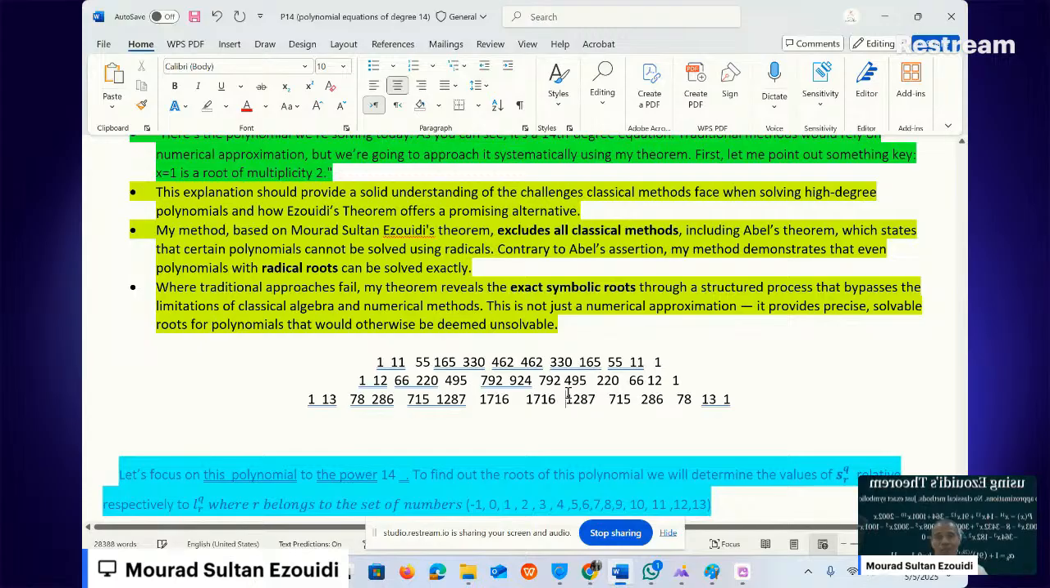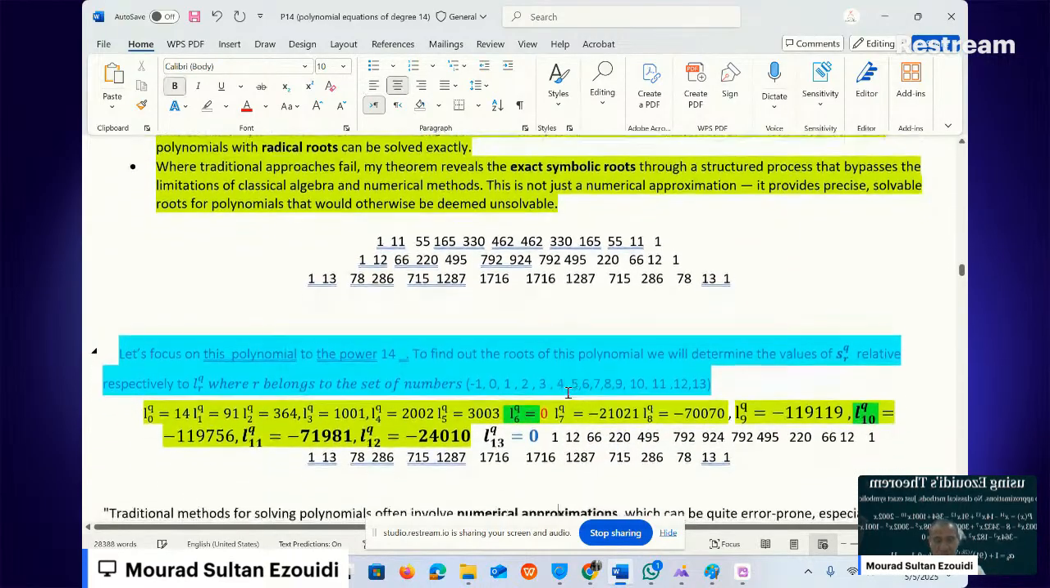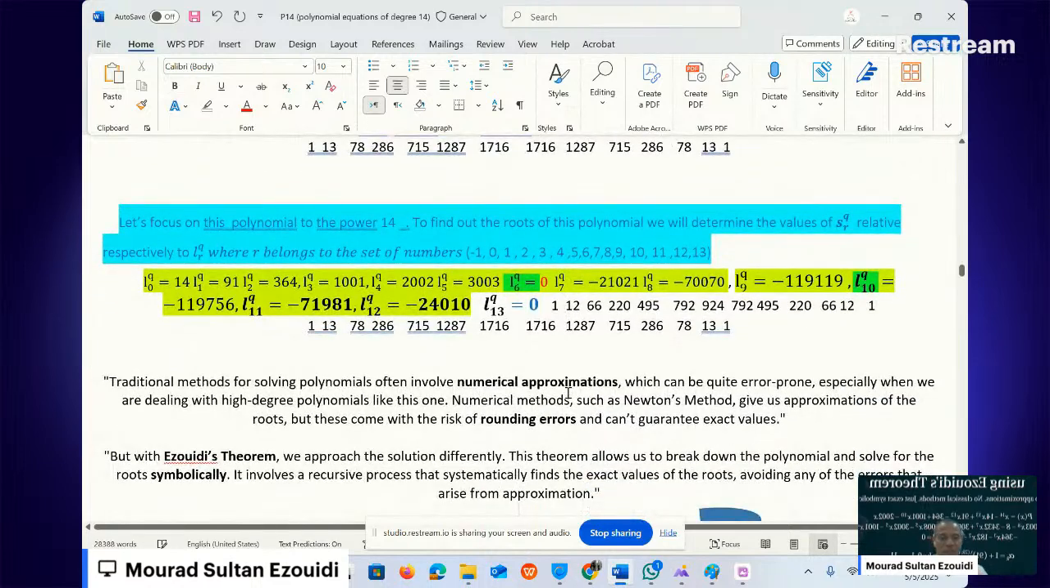Where traditional approaches fail, my theorem reveals the exact truths through a structured process that bypasses the limitations of classical algebra and numerical methods. This is not just a numerical approximation. It provides precise, solvable routes for problems that would otherwise be deemed unsolvable. So here you can see that this is in fact a 14 degree equation. We will try to find the 15th coefficient of this new 14 degree equation, and after that we go back to the recursive relationship or formula that relates the 14 degree to the 15 degree, and then we are going to give you exact sample points.